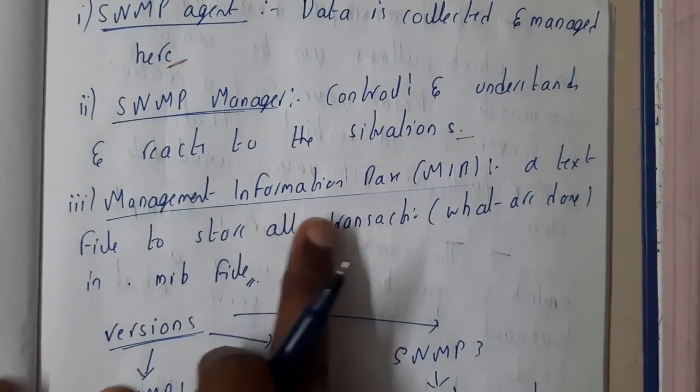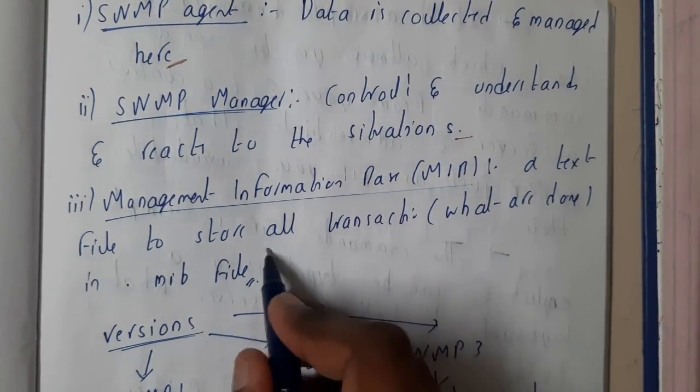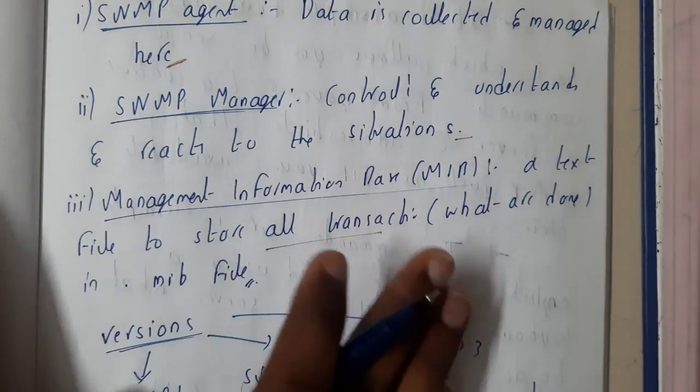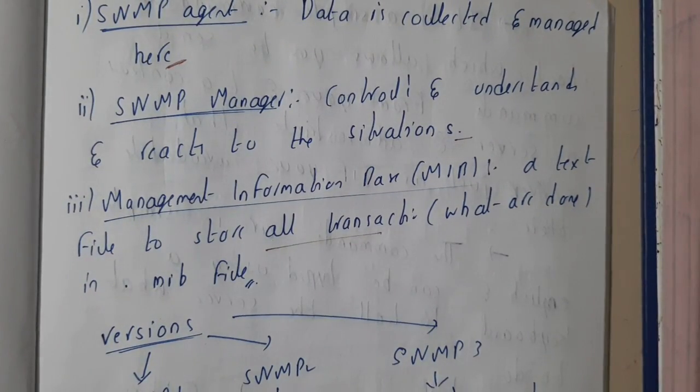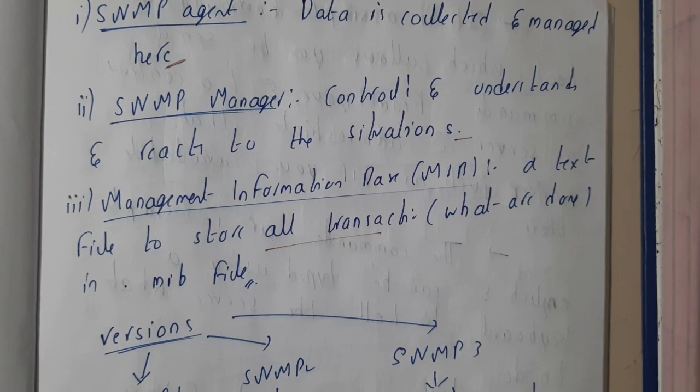Similarly, the Management Information Base, that is MIB, is a text file to store all the transitions. Whatever is happening, it will be storing everything. That is nothing but the MIB. It is just a file.